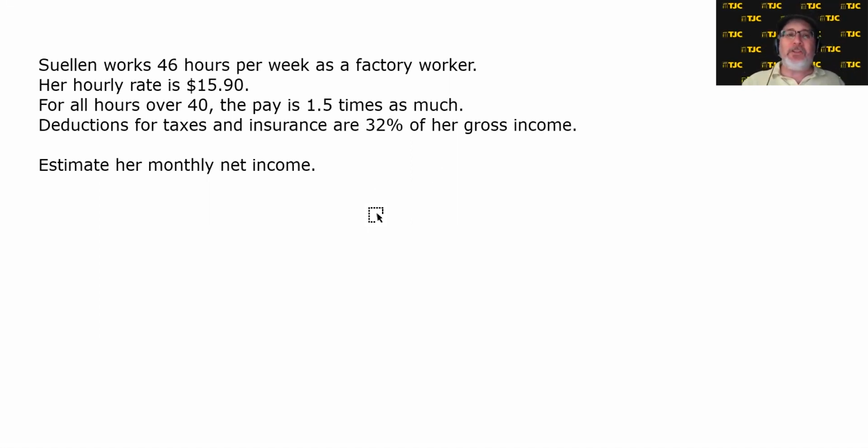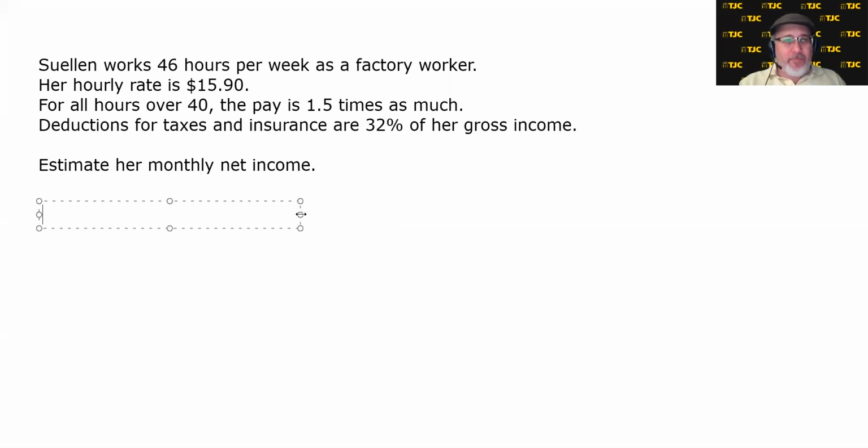So let's figure out how much she makes per week. I have to calculate the overtime rate, time and a half, if you will. And then we'll play the same game we did before. Scale weeks down to days, because that's an exact conversion, days up to years, because that's an exact conversion, and then years back down to months, because that's an exact conversion. Once we get there, then we'll figure out the deductions and subtract them.